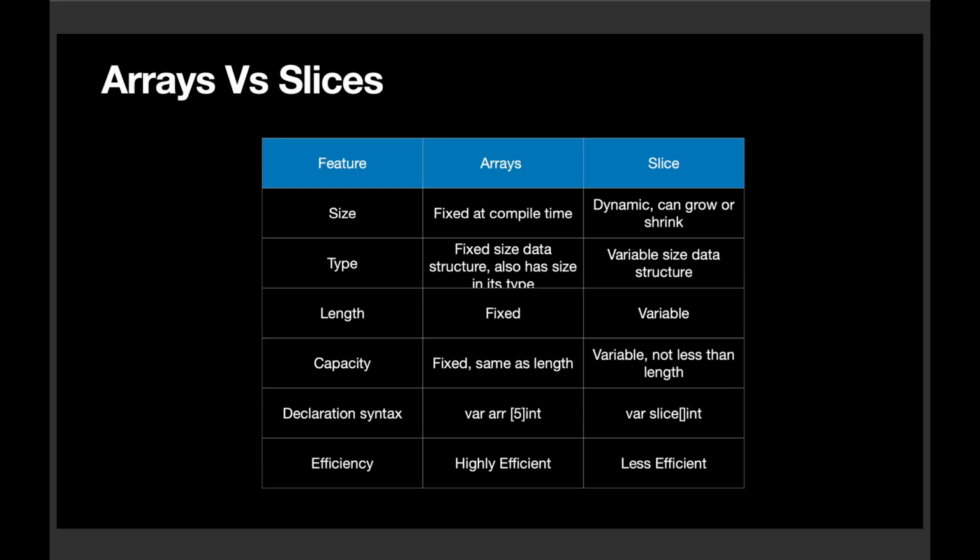So we'll talk more about this table, arrays versus slices, and I'll try to go over some points. Size: arrays are fixed at compile time, and slices are dynamic, can grow or shrink, that we've talked about. Type: fixed size data structure, which has a size and its type, versus variable size data structure. Length: fixed versus variable. Capacity: fixed, same as length, versus variable, but it shouldn't be less than the length. Declaration, as I have shown you, is very similar. Efficiency: since we know an array is only going to take 5 elements of int type, it's very efficient. But slices can grow or shrink, so they are less efficient.